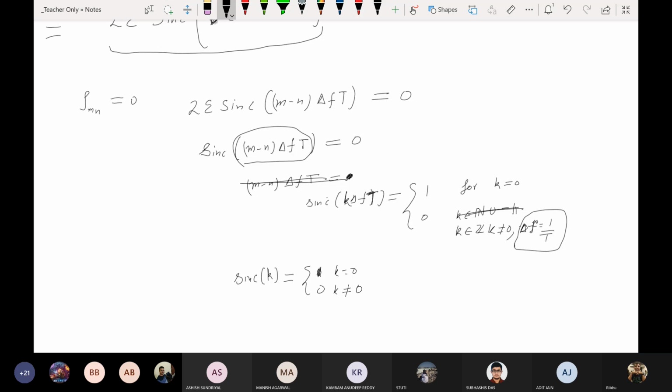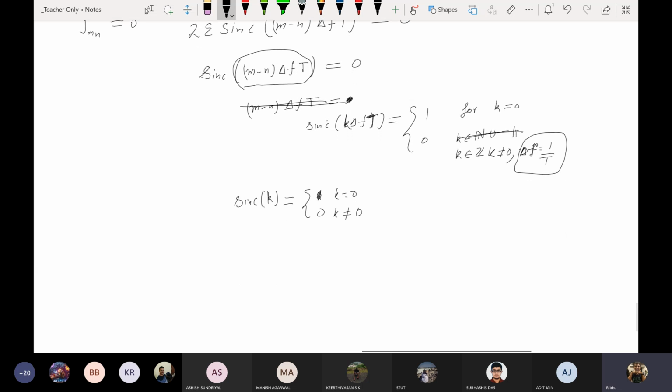For an integer k, isn't it? On the left side you have written rho_mn. That is the correlation. So m and n are integers that we have said. The difference of two integers is an integer. The set of integers is closed over addition. So the difference of two integers is an integer, and I can write m minus n equal to k without any loss of generality.